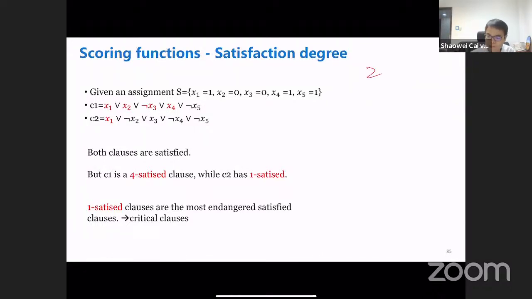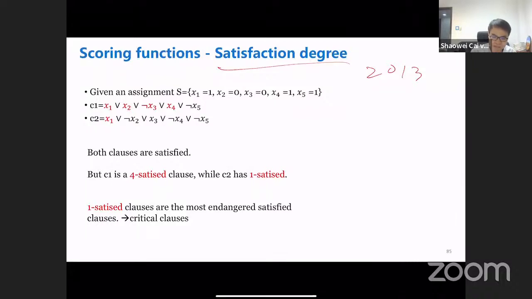Okay, in about 2013, I proposed that we need to consider the satisfaction degree in the scoring function, because in the previous scoring functions, we actually care about whether a clause is satisfied or not, but we do not distinguish between satisfied clauses. I consider this not reasonable.